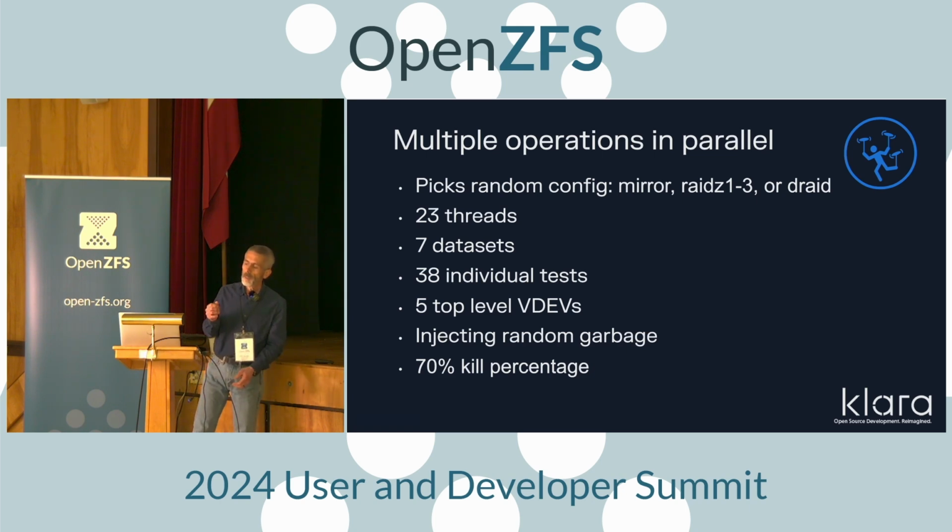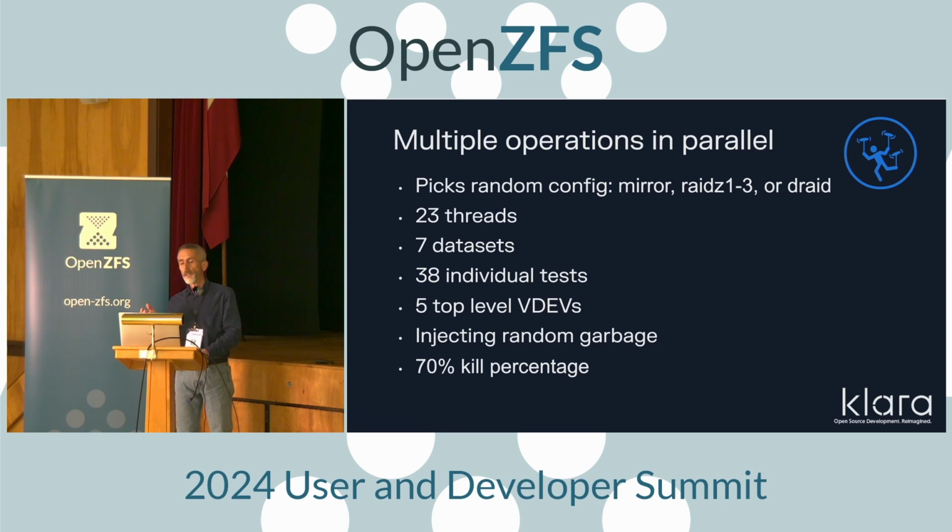And then there's up to 7 data sets, typically by default, you can put more in there. And currently, at last count, there were 38 individual tests that we're running. It'll pick a random test, run it, and then come back and do another test. And up to 5 top levels. So if it picks DRAID, it's going to test DRAID with one top level DRAID, and it's going to make another one. And it's really stress it out, because I don't know in real life if anybody's actually deployed 2 top level DRAIDs. But ztest will certainly do that.